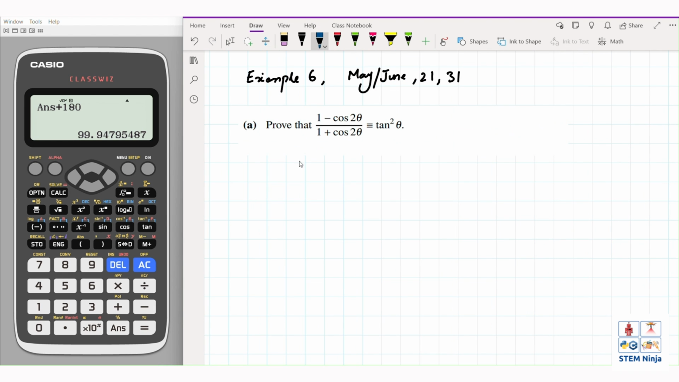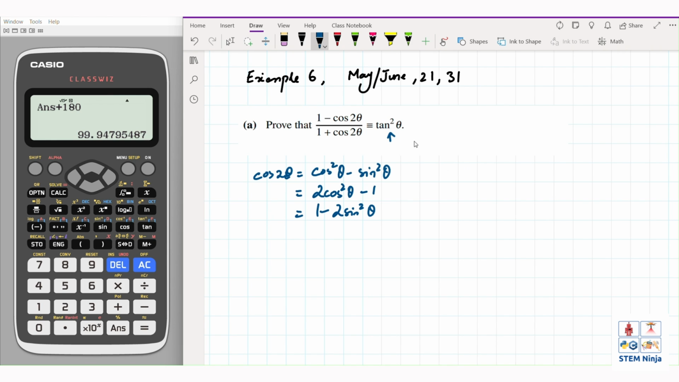Look at this example. Prove that 1 minus cos 2 theta over 1 plus cos 2 theta is identical to tan squared theta. So what we do over here is we need to first think about what to use for cos 2 theta. Because we have three different versions of cos 2 theta. So we have cos squared theta minus sine squared theta, we have 2 cos squared theta minus 1, and we also have 1 minus 2 sine squared theta.